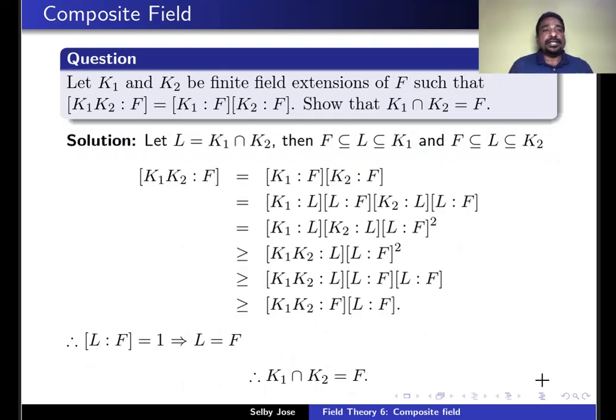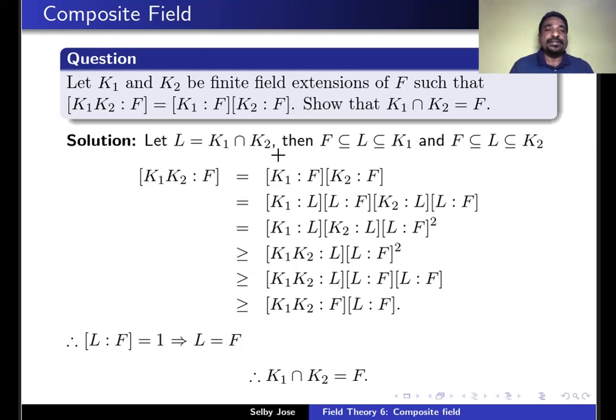So the next question is: if K1 and K2 are finite field extensions of a field F, and the degree of the extension K1K2 over F is equal to the degree of K1 over F times the degree of K2 over F, then we can show that F itself is the intersection of K1 and K2. Let us see the solution of this.